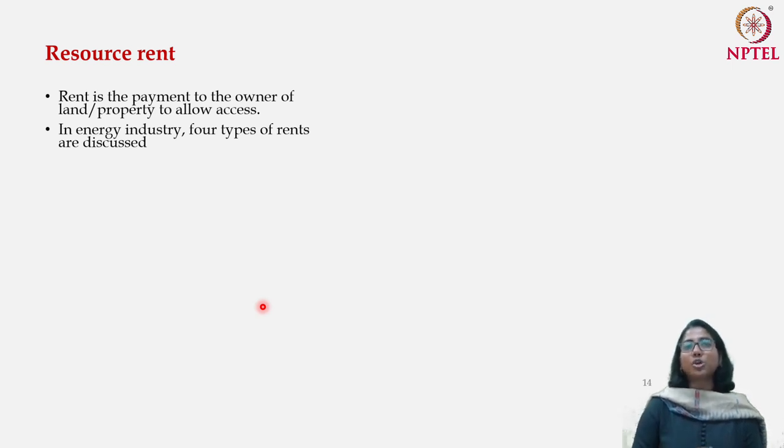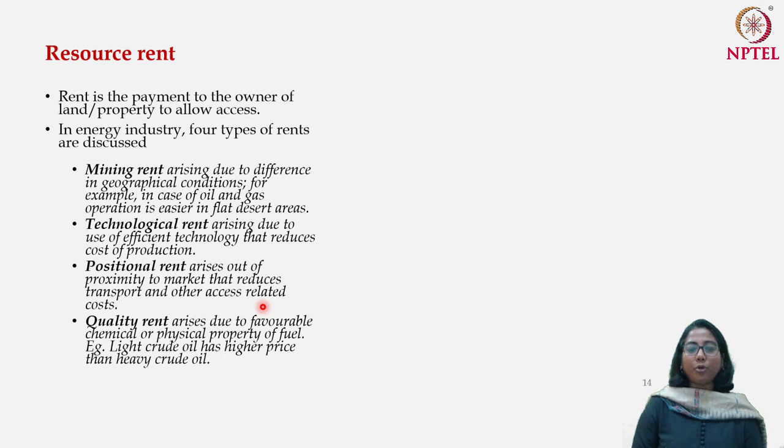This is more a rent that accrues to a producer because it has certain advantages with respect to the production of fossil fuel. So keep the scarcity rent in your mind, but we are not going to include it here because that is something that was used in order to decide over the price. So there are four types of rents: the mining rent, technological rent, positional rent, and the quality rent. We'll come back to them one by one.